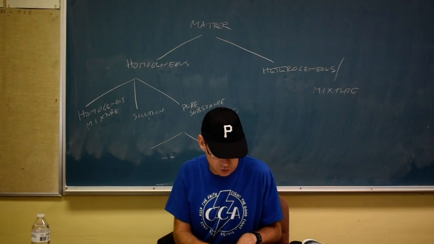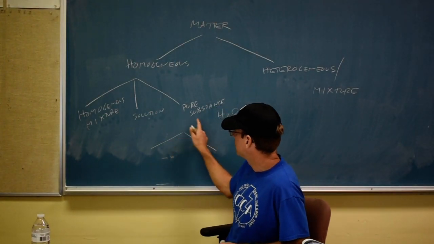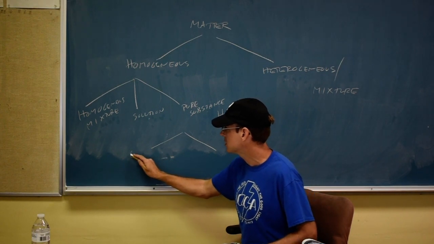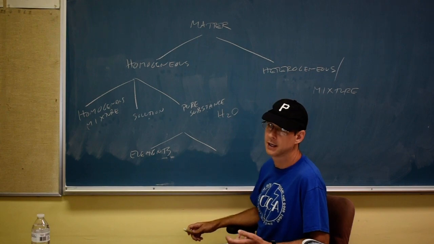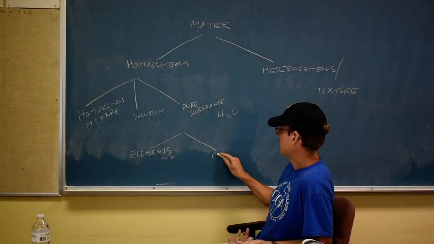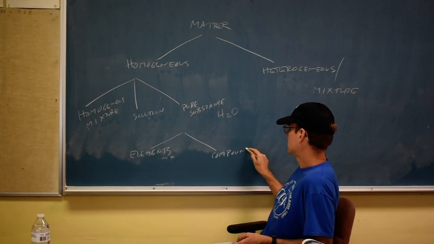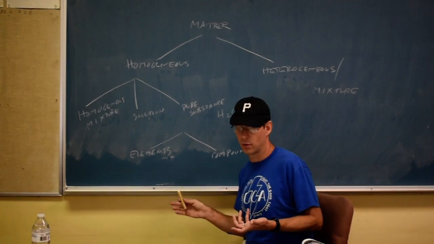Then pure substances we can break down into another two-way category. For pure substances, there are elements. An element is anything on the periodic table. And there's also compounds. Compounds are made out of more than one element.